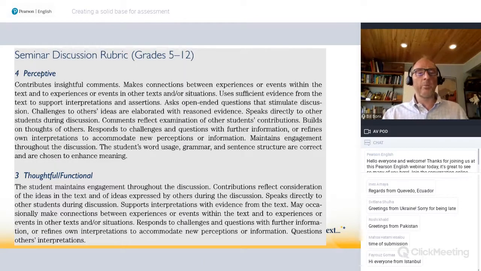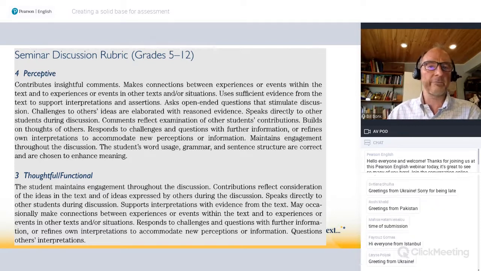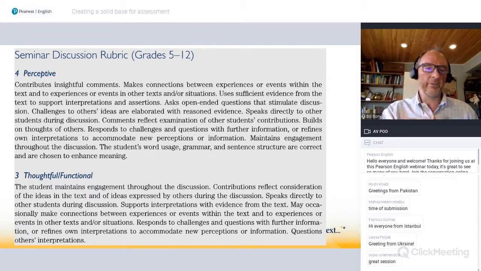A more complicated one, this is a seminar. What I found was a kind of group discussion and seminar after doing some extensive reading. This says that it was used for grades 5 through 12. And I've only copied the top 2 levels, but actually it went down to 1 as well. So the top one was called perceptive, that's a 4.